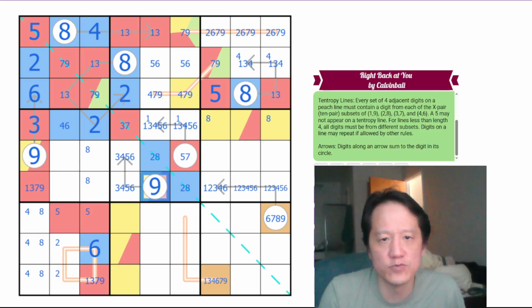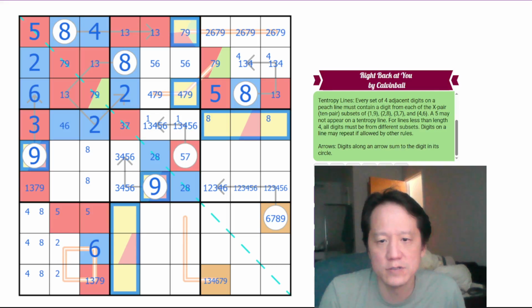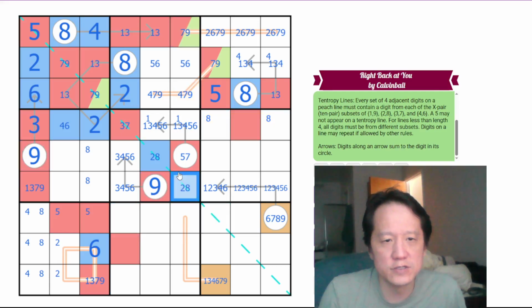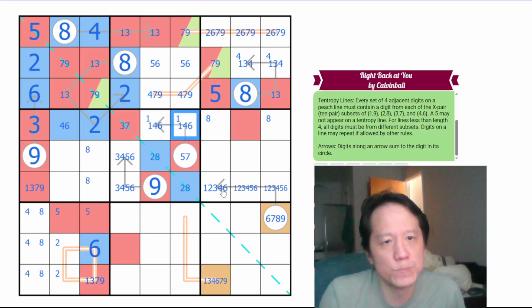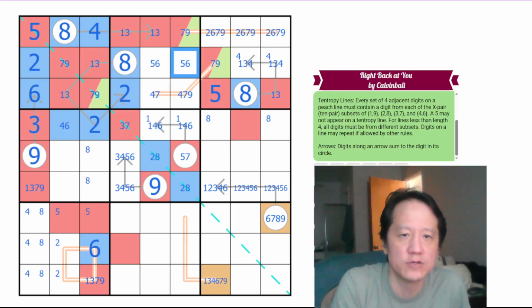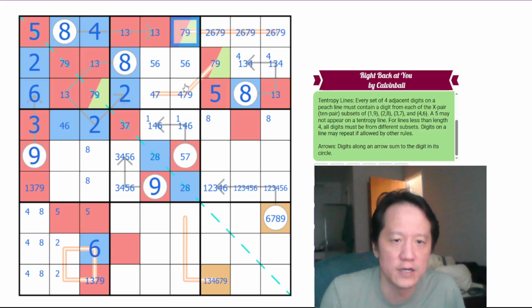We can, I guess, move the yellows. So this is 9, which means it's 3, 6, or 4, 5. This has to be then 1, 4, or 6. This 9 means this can't be 9 here, so one of these 2 is a 9 here. We have a 1, 4, 6 triple.